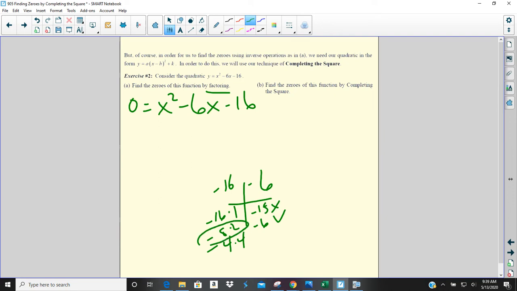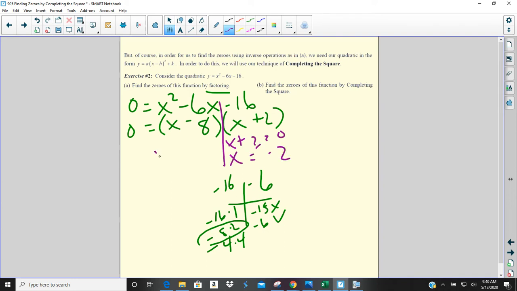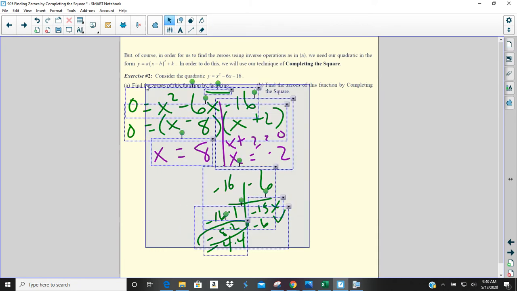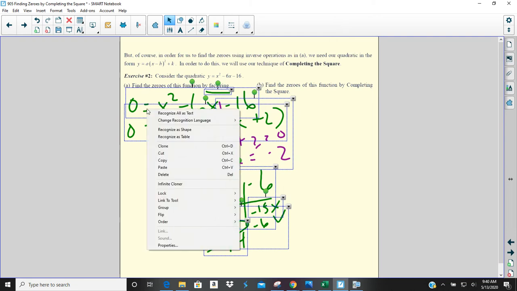So we're left with 0 equals x minus 8 and x plus 2. When I put my line down the middle, I'm going to set both sides equal to 0. So x equals negative 2 and x equals 8. Okay? So that's how you do it by factoring, which is fine. It's relatively easy at this point. We've done it now for 3 units. Unit 7, Unit 8, and now Unit 9.